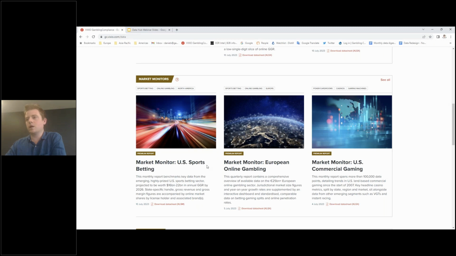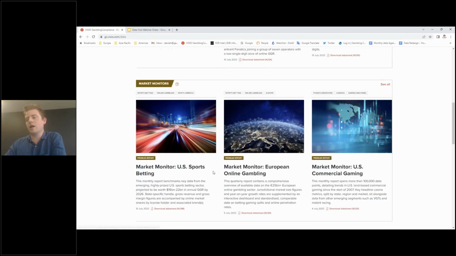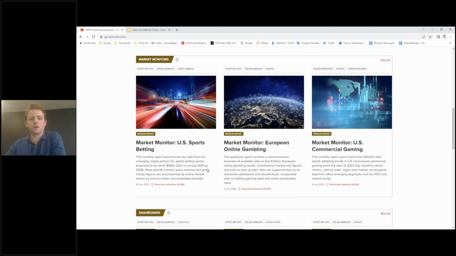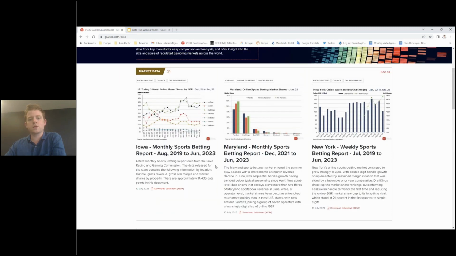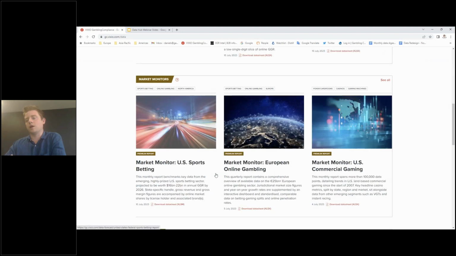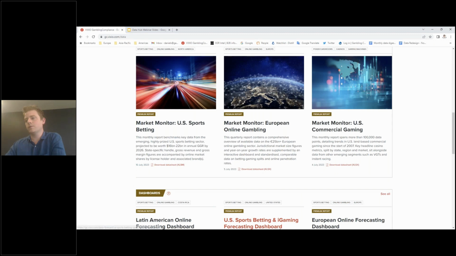So starting with our market monitors, these are aggregated reports that contain cross-jurisdictional data relating to some of the most important sectors and subsectors of the global gambling industry. These lift up from our single source, single jurisdiction market data coverage, which spans over 4 million data points across 450 data sets and provides a view of market trends at a more macro level.